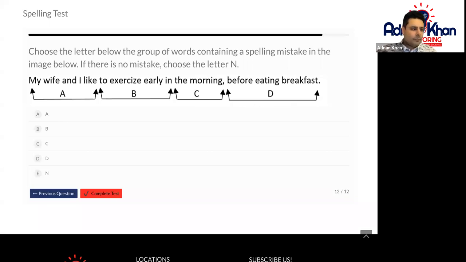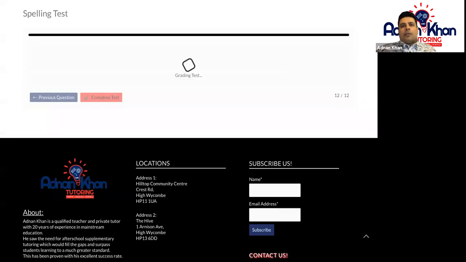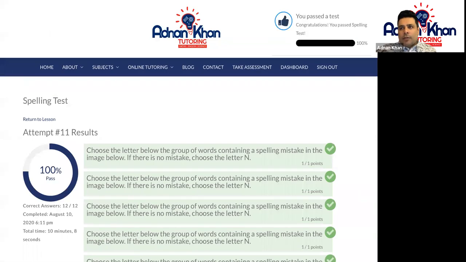And this one would be B as well. And why is it B? Because exercise is spelled wrong. So the last four letters of exercise should be C-I-S-E, but it says C-I-Z-E. So absolutely right. Well done.